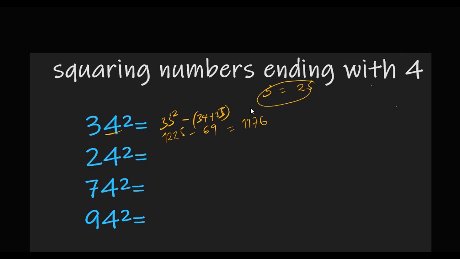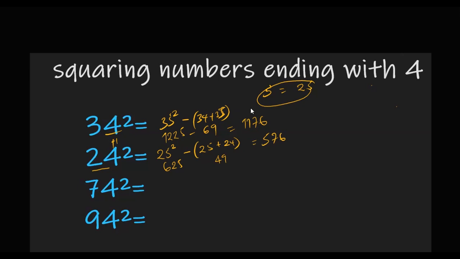Now what we also do with the 24 squared, we'll add 1 here to make it 25. So what we have is 25 squared minus, in bracket, 25 plus 24. So this one will give you 49. So here, you know, you have 625 minus 49. This one will give you 576.